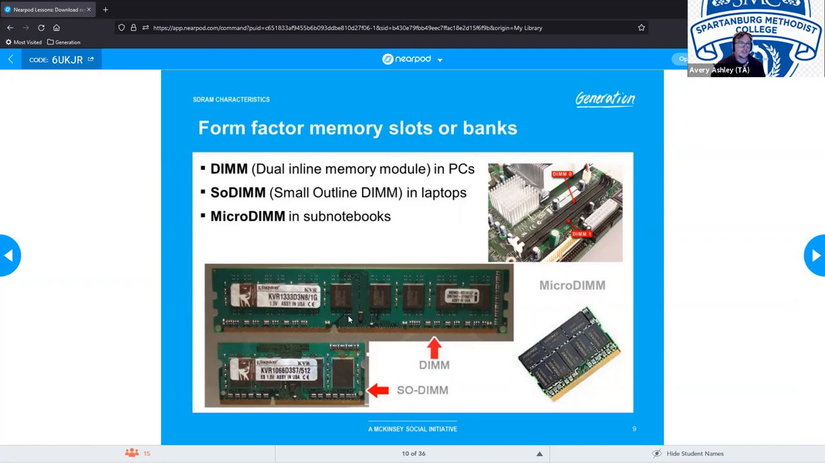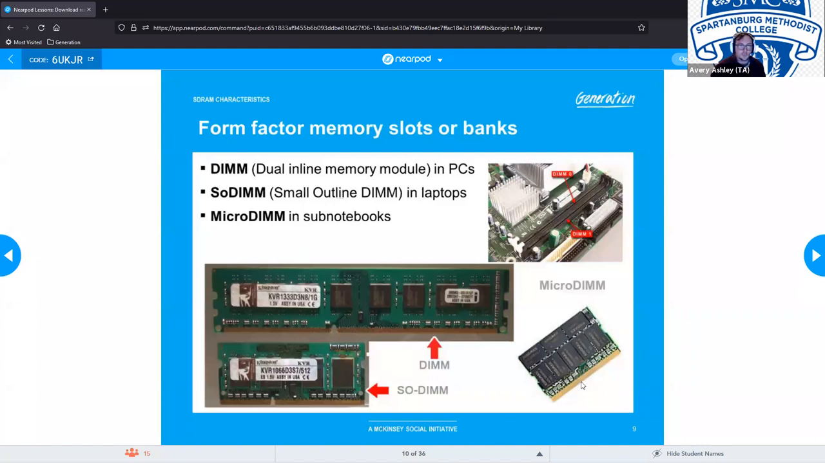And there will be lots of test questions where it'll ask what kind of RAM you should be using. And it'll almost always have a SODIMM, a DIMM. It'll say DDR or something, but we'll get to that just a little bit. And then we also have micro DIMMs, and those are used in sub notebooks. So really small laptops.